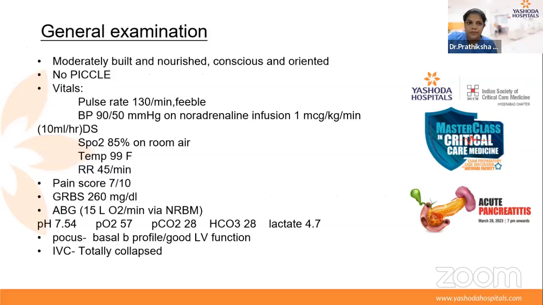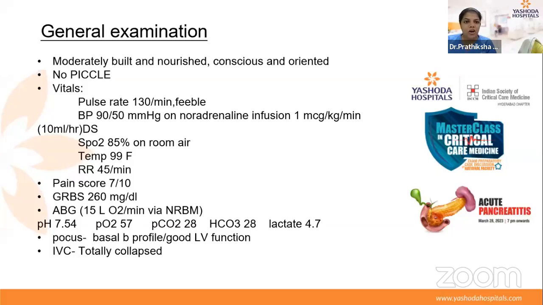Blood pressure 90/50 on noradrenaline infusion, 1 mcg per kg per minute, double strength, 10 ml per hour. SpO2 85% on room air. Temperature, she was afebrile. Respiratory rate of 45 per minute. Her pain score was around 7/10. GRBS was 260 milligram in the ER.